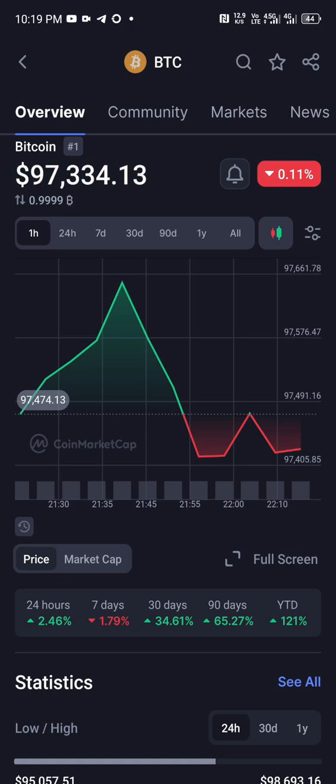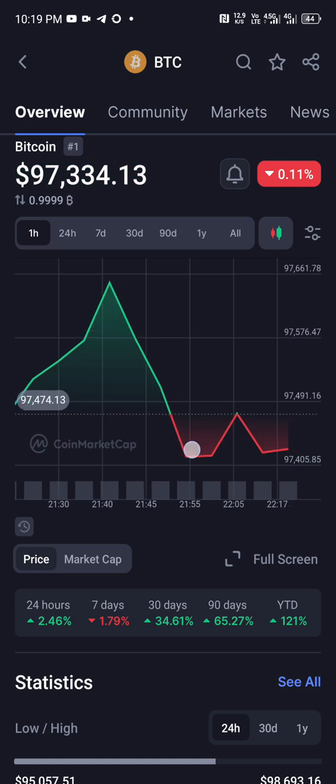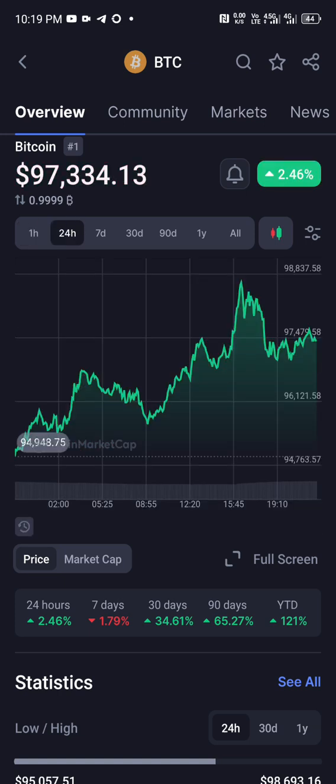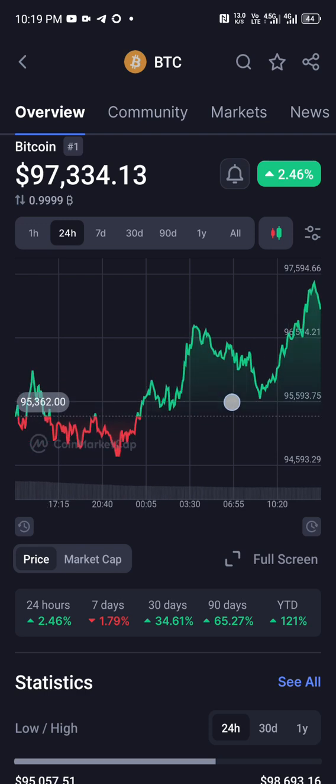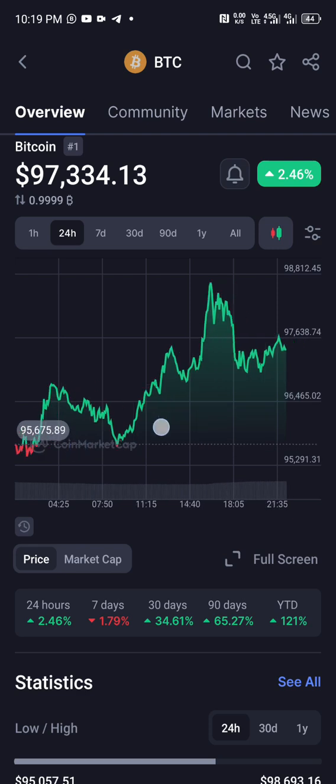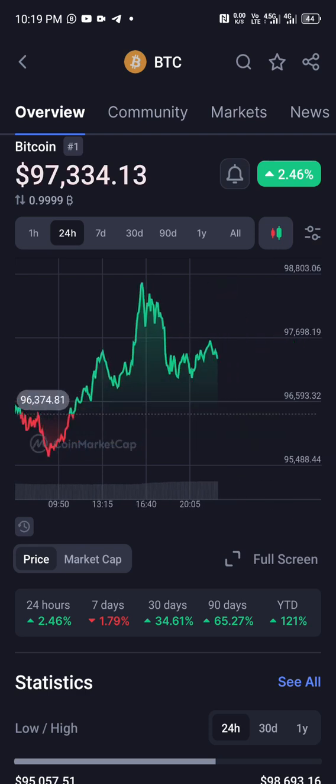If you look at the past 1 hour, it was up and down, and for the past 24 hours this coin has been doing well. Where does it move from? It moved from roughly 94,000 and now it's in 97,000 USD. Alright, look at how it's doing carefully and go ahead to invest in it.